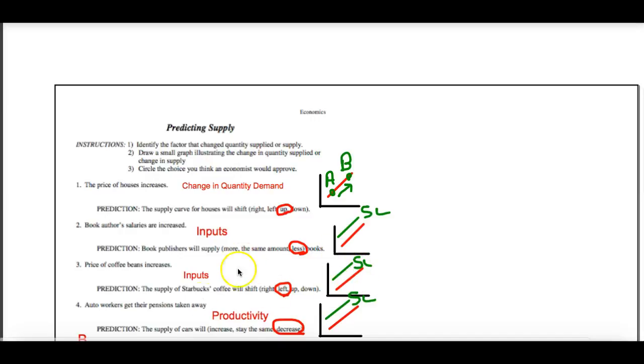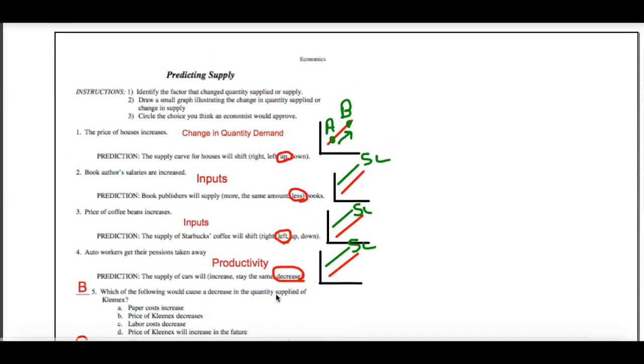Number 4, auto workers get their pensions taken away, and the supply of cars will increase, stay the same, or decrease. This would be productivity, because we're talking about the motivation of the workers. You're taking away their pensions. They will not like that. So this will be a decrease, so that would be a left shift. Apparently it was very negative when I wrote this.